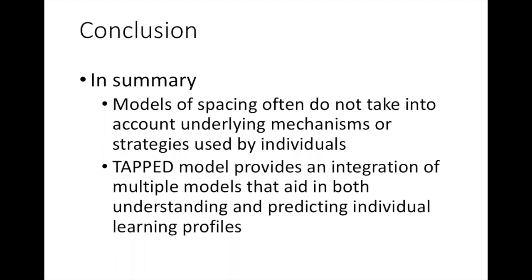So in conclusion, models of spacing often do not take into account the strategies and mechanisms that individuals use to solve problems, which leads to difficulties for these models to account for individual item-level variability. Our results show that these models of spacing can be improved in both their ability to calibrate and predict performance by integrating the capacity to account for discrete learning phases over time.